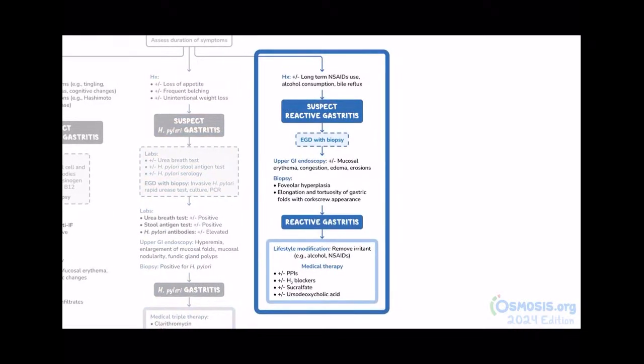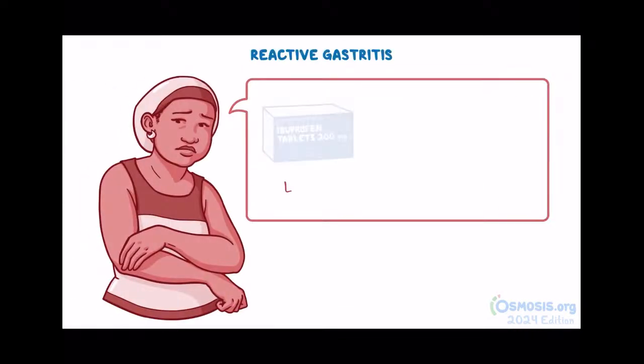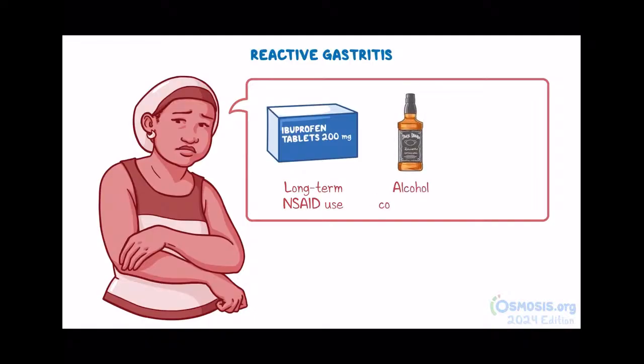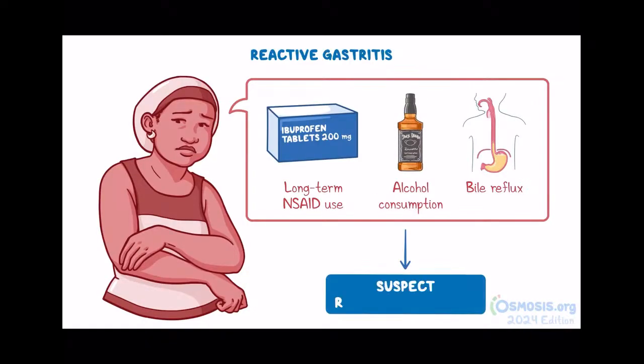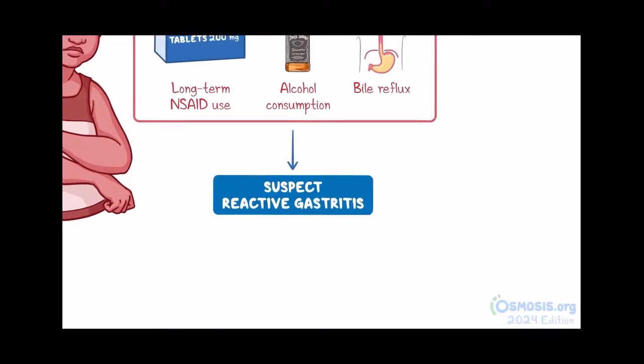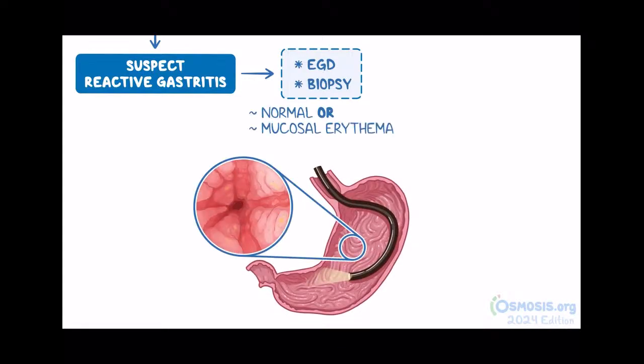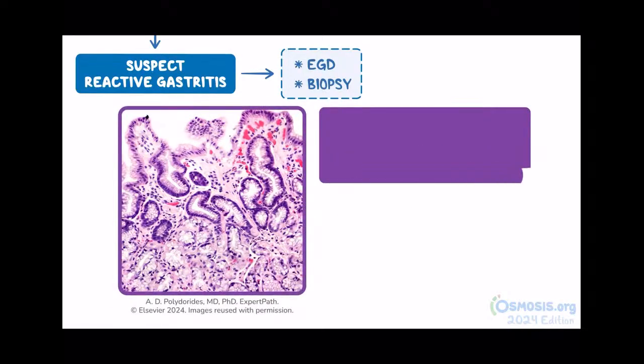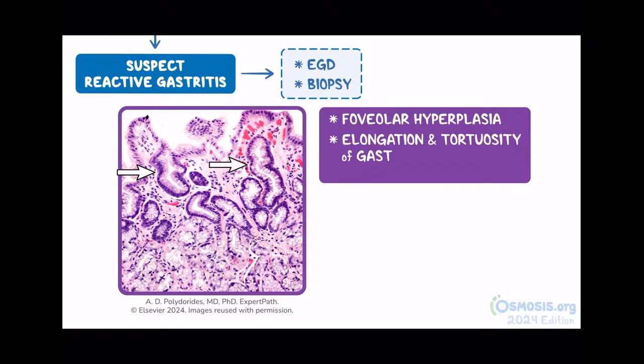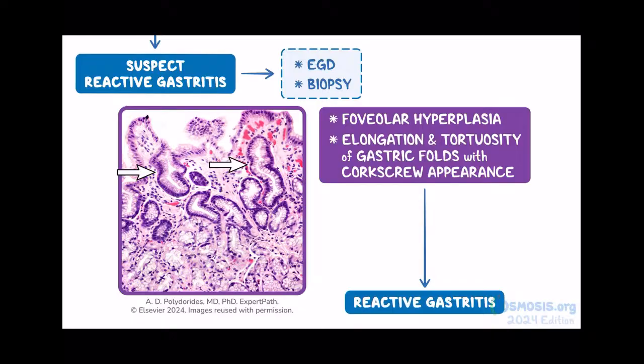Finally, let's look at reactive gastritis, which is often associated with long-term NSAID use, alcohol consumption, or bile reflux. With this clinical picture, suspect reactive gastritis and proceed with EGD with biopsy. The endoscopy might be normal or show mucosal erythema, edema, or erosions. However, if the biopsy reveals foveolar hyperplasia and elongation and tortuosity of the gastric folds with a corkscrew appearance, diagnose reactive gastritis.